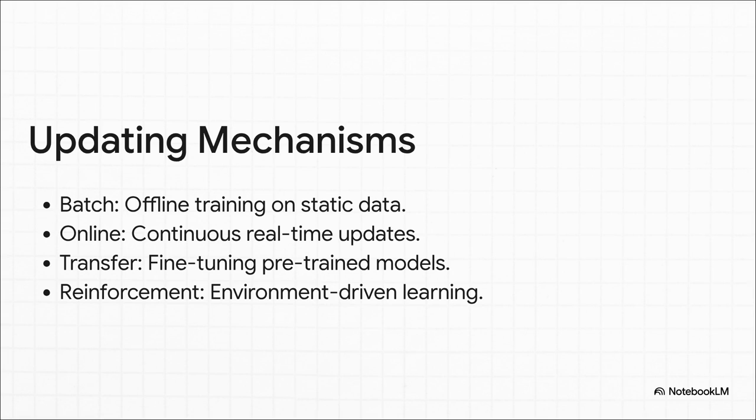Next is transfer learning, which is a massive time saver. You basically take a model that's already been trained on a colossal dataset, like a GPT model, and just fine-tune it for your highly specific task. And lastly, reinforcement learning, where the system learns dynamically from its environment using a system of digital rewards and punishments.